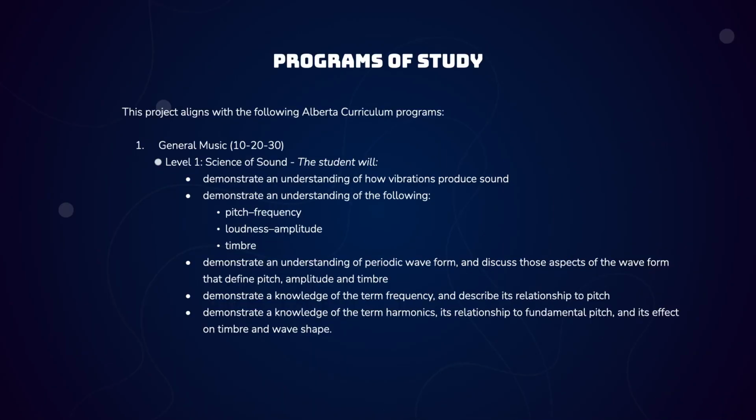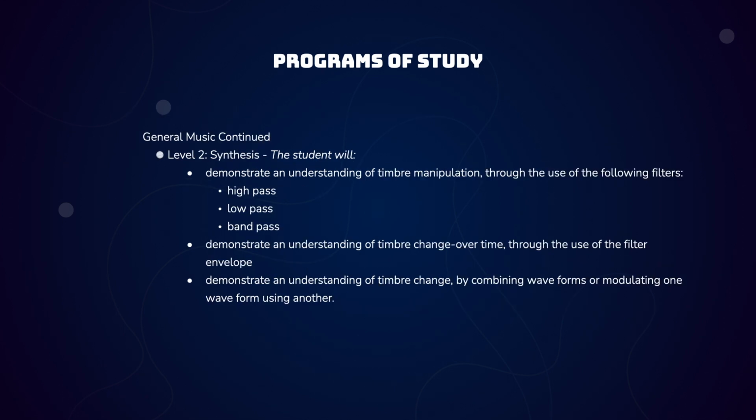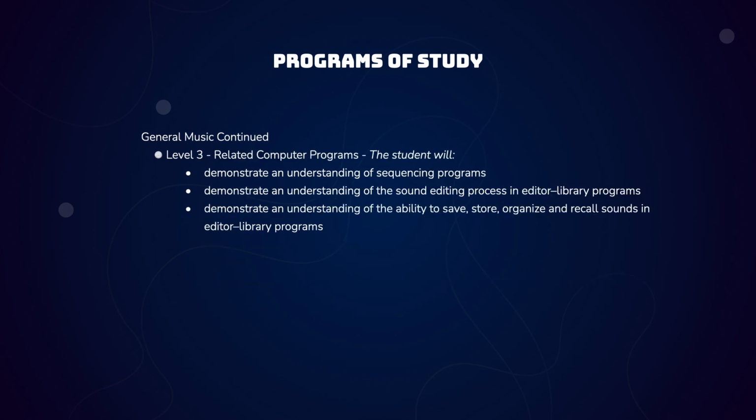This project covers several areas of programs of study. At General Music 10-20-30 Level 1, the science of sound, we talk about pitch, frequency, loudness, amplitude, timbre, and how all of these factors relate to each other. Level 2 talks about synthesis, so understanding high pass, low pass, and band pass, we're going to affect timbre and combine sounds together to come up with new sounds. At Level 3, we get into related computer programs. We're going to use GarageBand to sequence sounds together, use it to edit the sounds themselves, and get organized and create sound libraries.